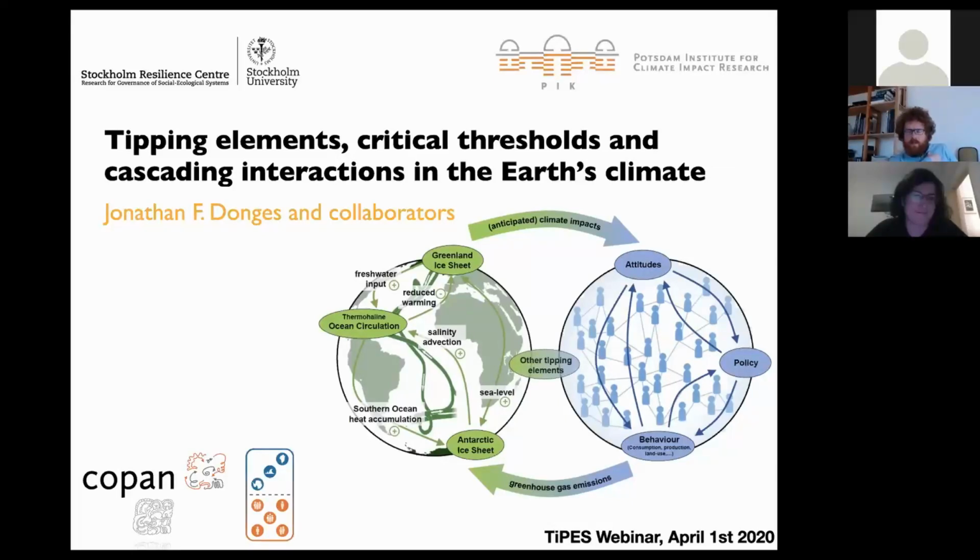And with a number of PhD students, postdocs, and collaborators, also in the social sciences at the GESIS Leibniz Institute for Social Sciences in Cologne. And I'm also kind of an associate collaborator of the TIPES project. I haven't been able to attend many events yet, unfortunately, but I hope there might be some more exchange in the future.